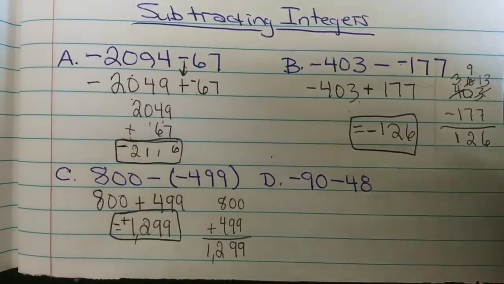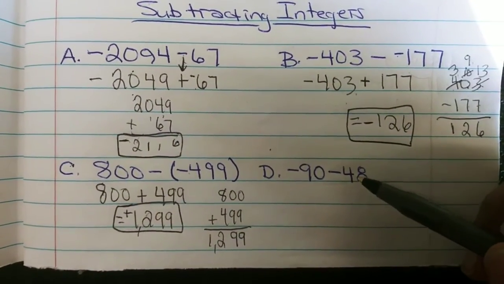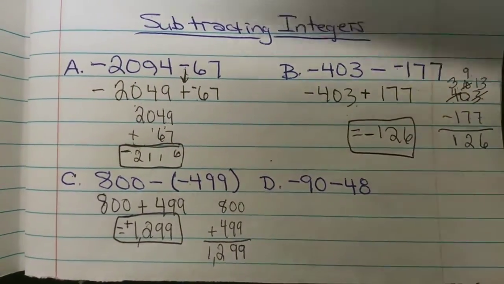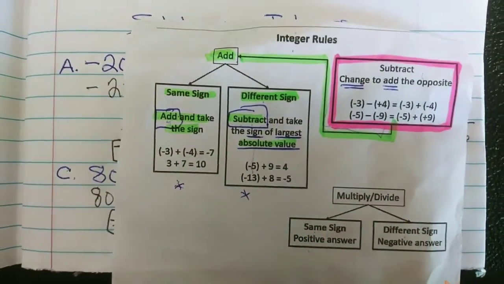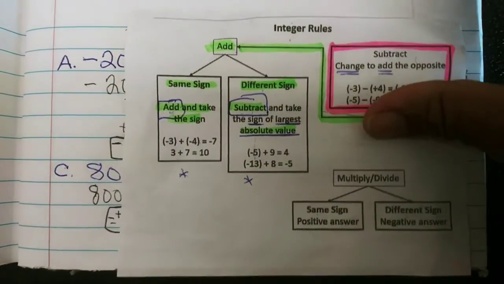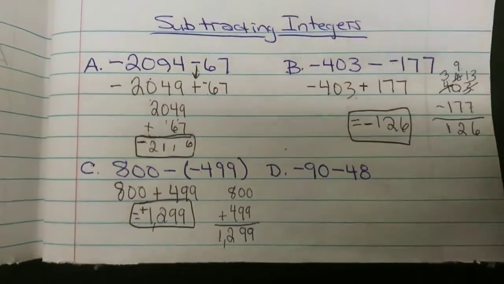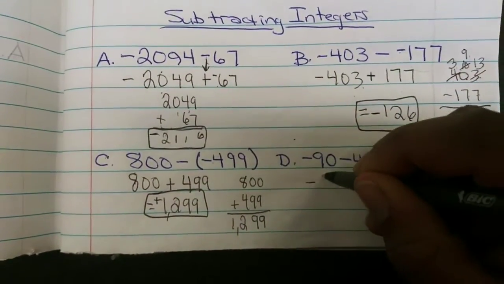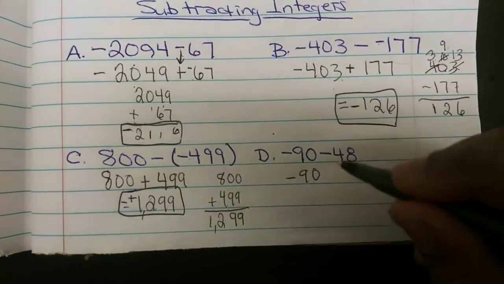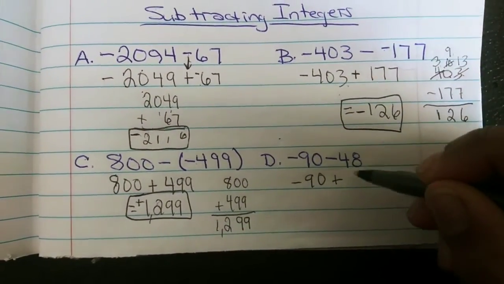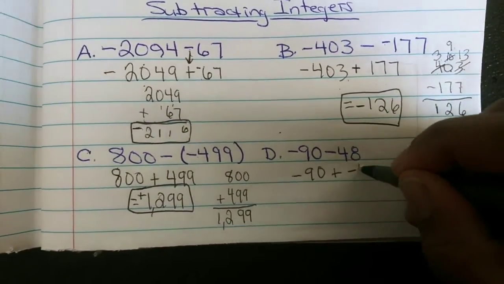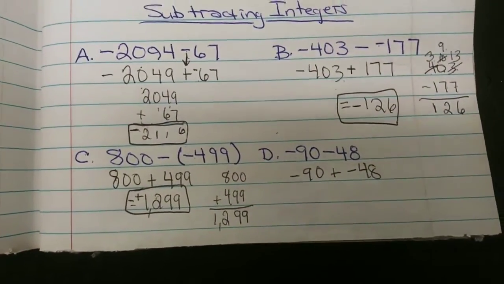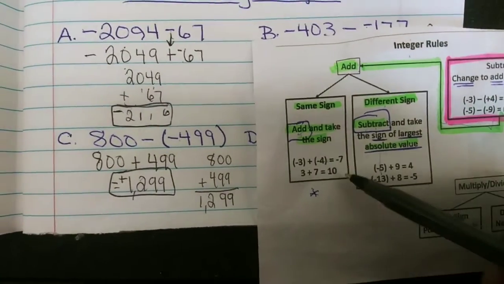Example D. Now we have negative 90 minus 48. According to the subtracting integer rules, remember, we need to change to add the opposite, okay? So, let's get started. I'm going to keep the first integer, which is negative 90. I'm going to change the subtraction sign to addition. And then I'm going to do the opposite of a positive 48, and I'm going to change that to a negative 48.